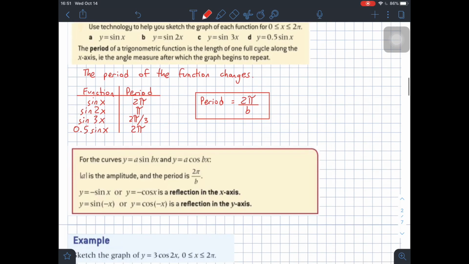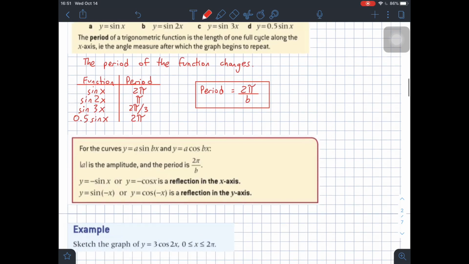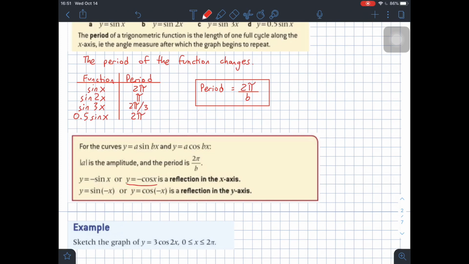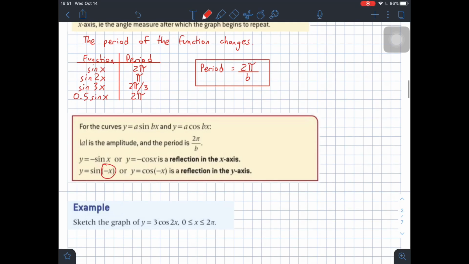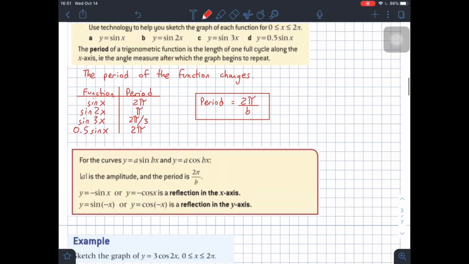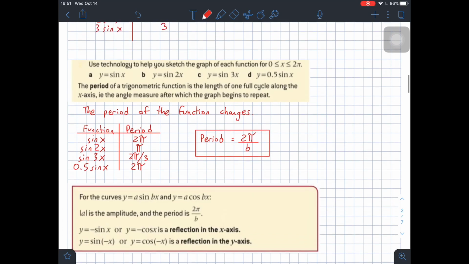Okay, then it says y equals negative sine of x or y equals negative cosine of x is a reflection in the x-axis. If you remember from transformations, which is one of the first things we saw this year, adding a negative sign in front of the function causes a reflection on the x-axis, while adding a negative sign inside the parentheses or inside the x causes a reflection in the y-axis. So that's something that you should just remember.